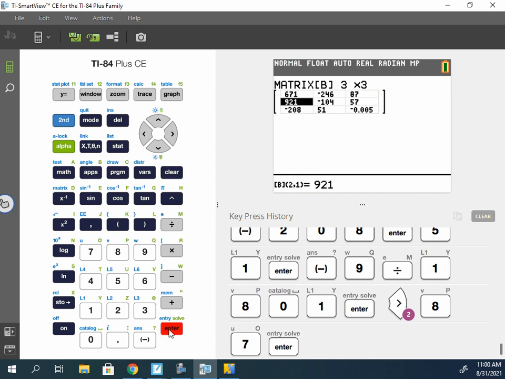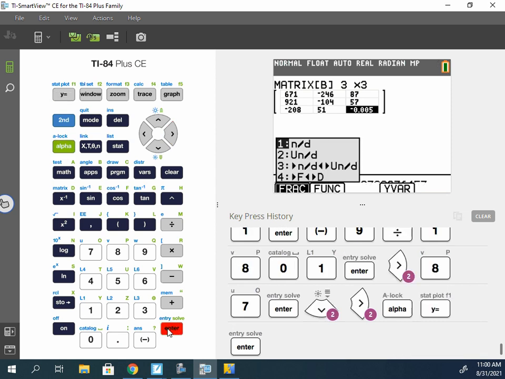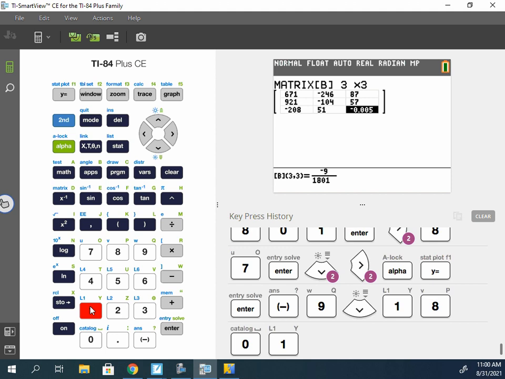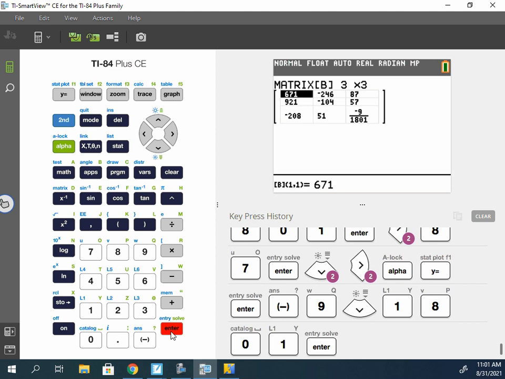There we go. Now for this one over here, we could go alpha y equals enter and have this here and go -9/1801. Hit enter, and it'll give it to us. Now, most likely on the graphing calculators y'all have, there's a chance that it'll switch it over to a decimal, and that's perfectly fine. It'll be the same number.